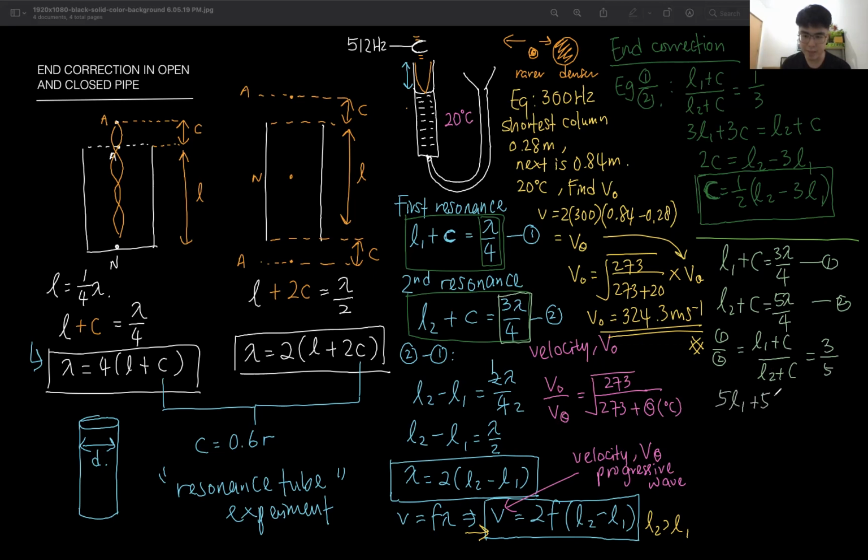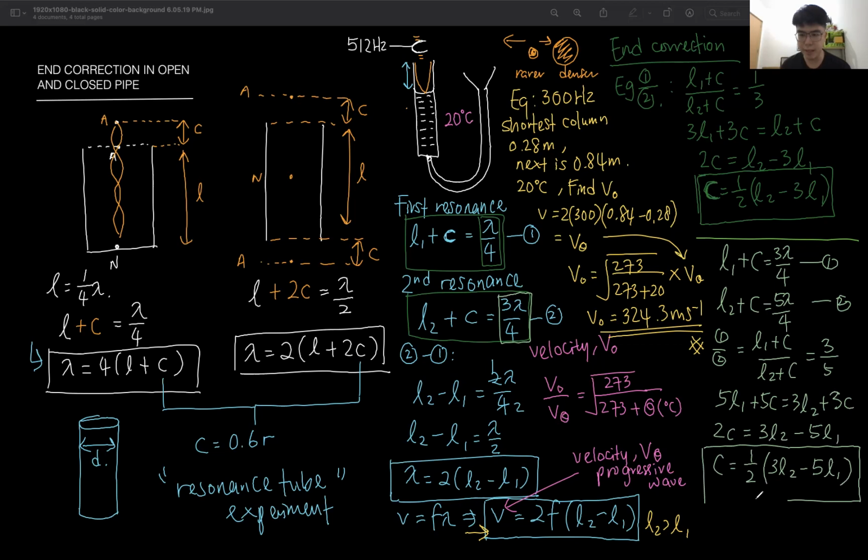5L1 plus 5C equals 3L2 plus 3C. Minus 2C equals 3L2 minus 5L1. And then I move the 2 again, I get C equals 1/2 of 3L2 minus 5L1. Another equation for the end correction.